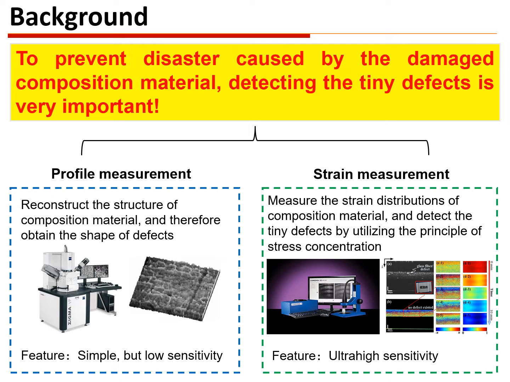Currently, there are 2 kinds of defect detecting methods. One is the profile measurement, another is the stream measurement. The profile measurement regards the reconstruction of material structure, and therefore the shape of defects can be obtained. This technique's feature is that it is very simple, but has low sensitivity. The stream measurement regards the estimation of material stream fields, and the tiny defects can be visualized in terms of the principle of stress concentration. This technique has the advantage of very high sensitivity.